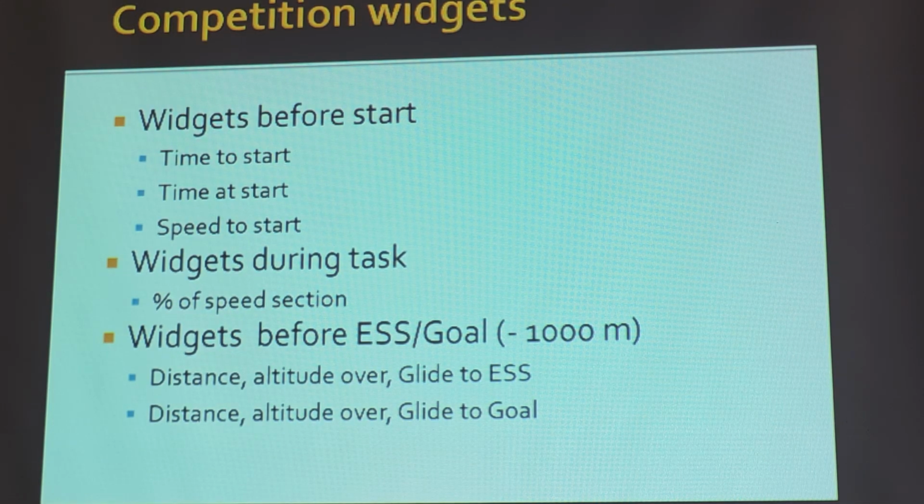And when you're approaching the ESS and the goal, then you have distance, altitude over, and glide to that will be displayed. And they will only be displayed when the calculation is 1,000 meters below the ESS or the goal.